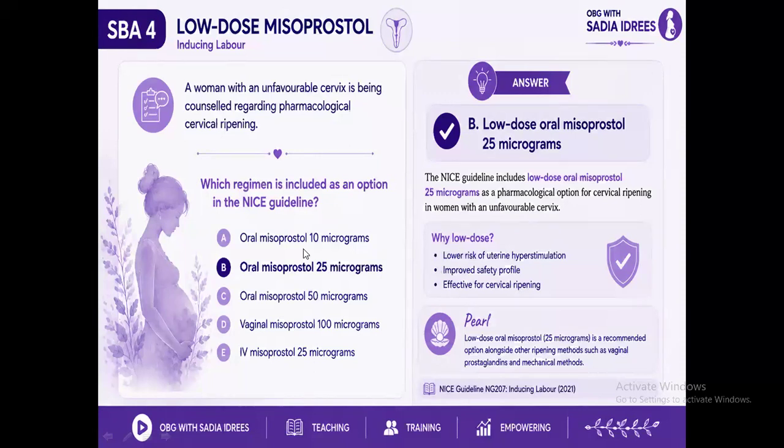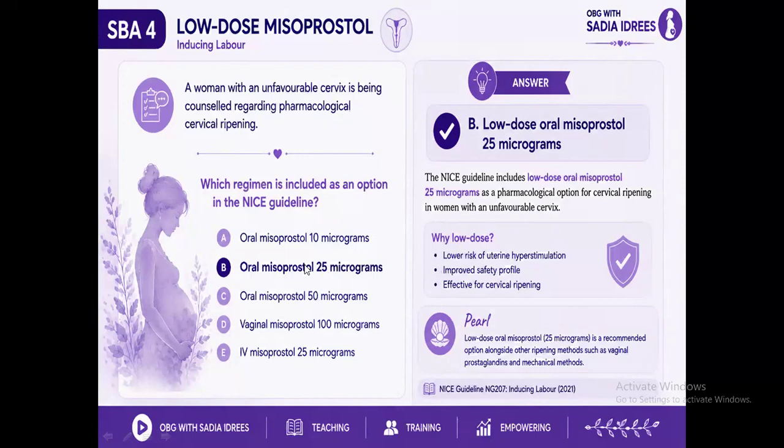So for this question, 10 micrograms, not the NICE regimen given here. 50 micrograms, too high for the recommended low dose oral option in this context. 100 micrograms vaginally, definitely not. IV misoprostol, no. 25 micrograms orally is the answer. Tiny dose, very high yield fact.